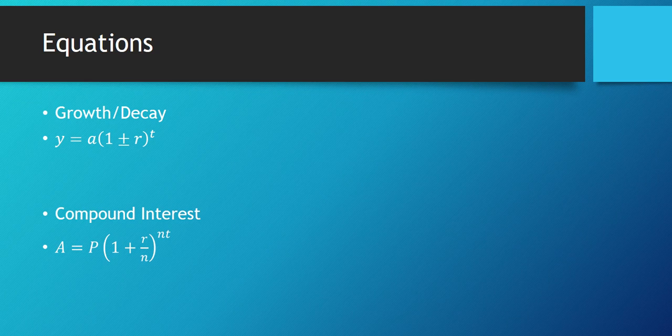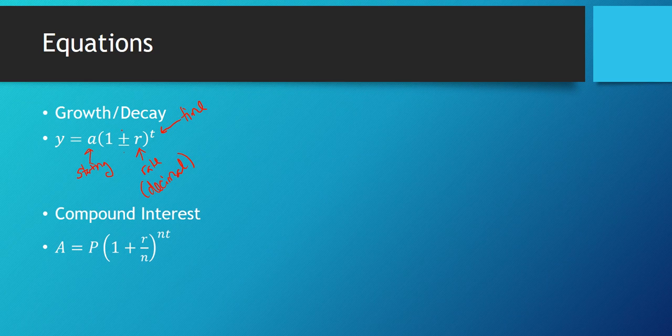So let's say what those variables are. A is your starting amount. R is your rate. Okay, this needs to be as a decimal, so if it's a percent, make sure you change that into a decimal. And then t is your time. Again, plus if it's growth, minus if it's decay.